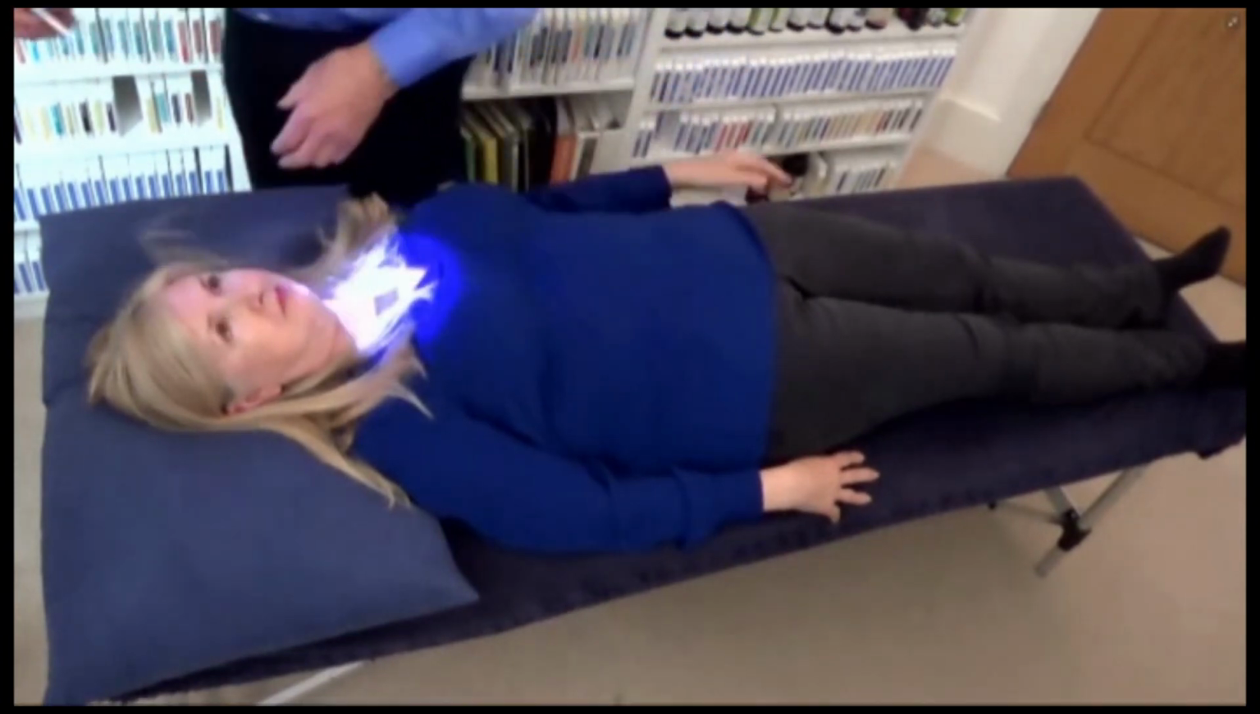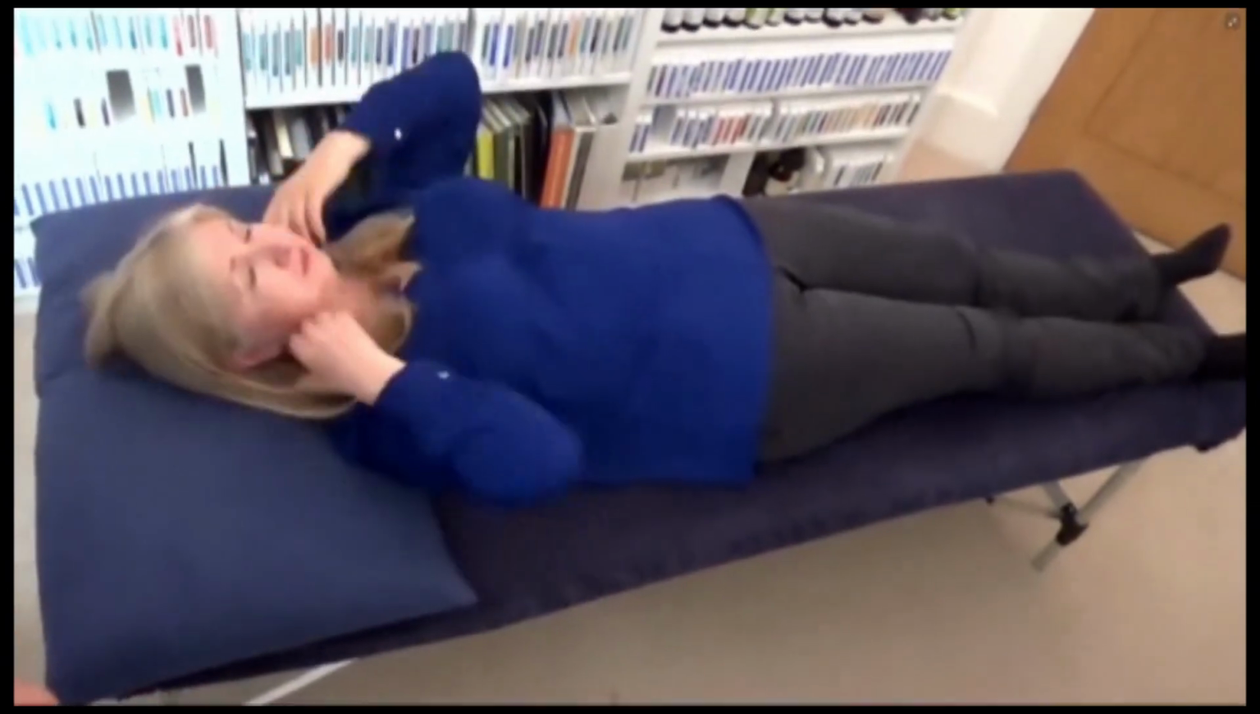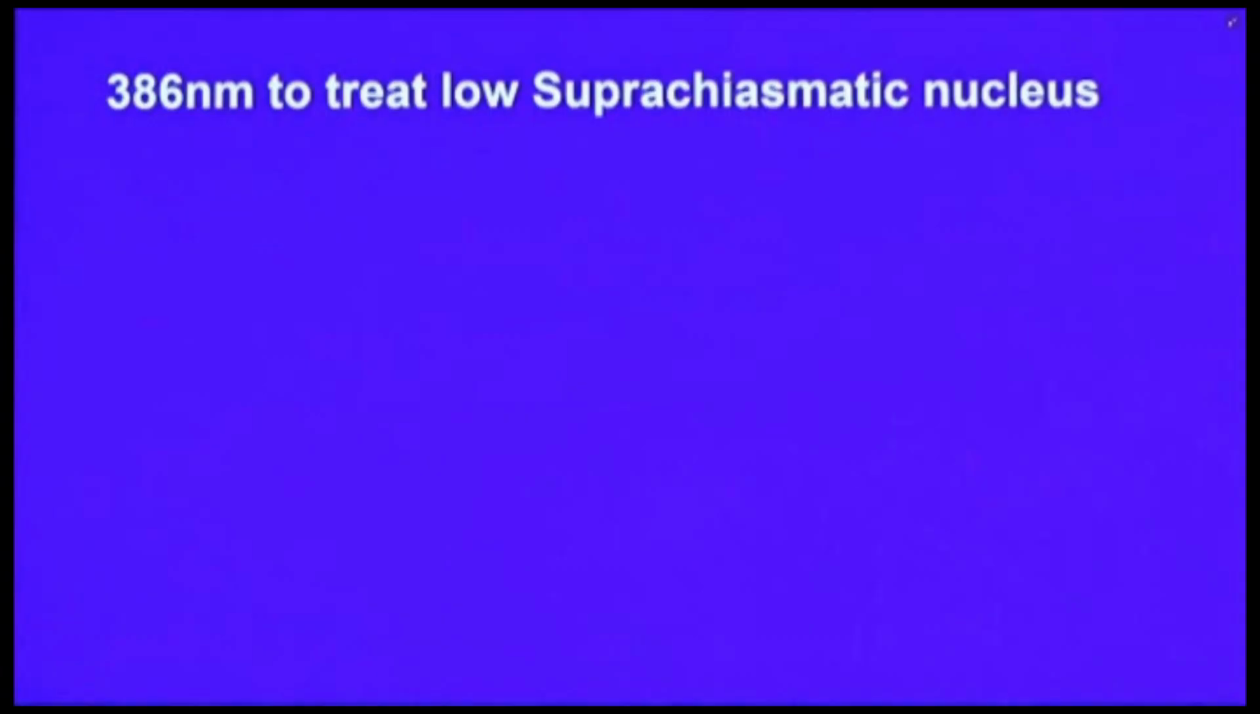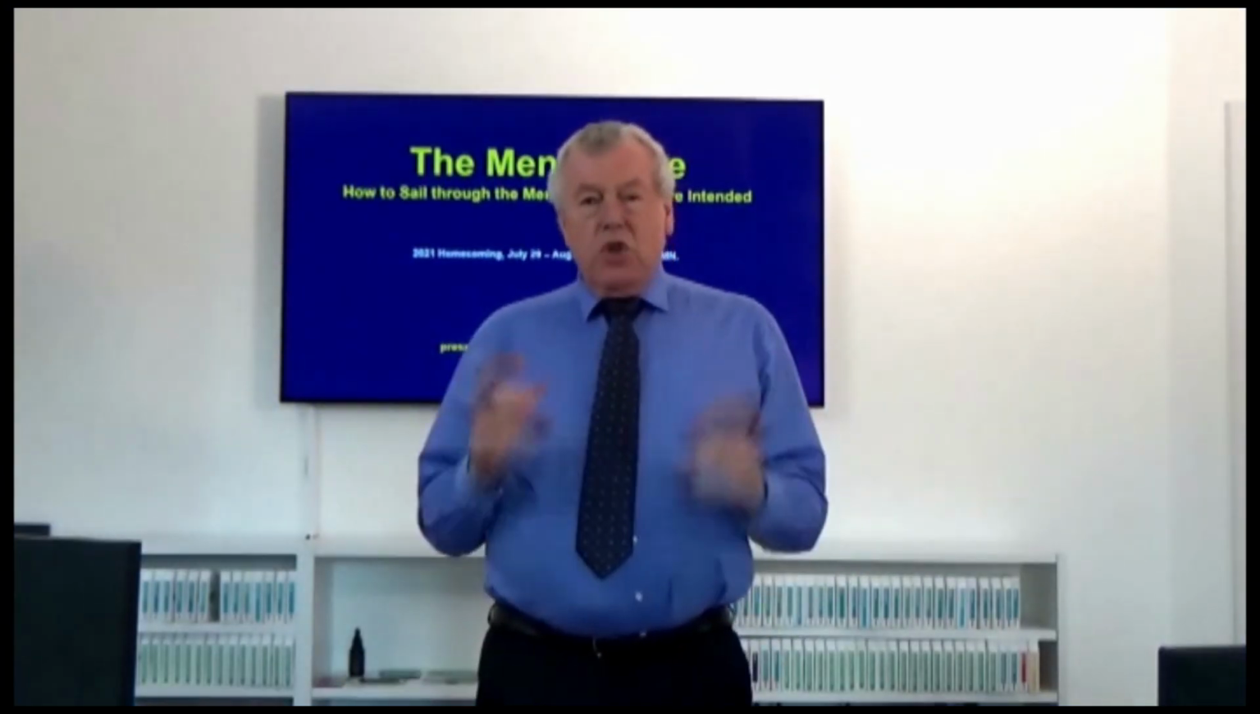And what can happen then is the patient can then do this themselves at home, and take a torch, get the little acetate there, and do this for 2 minutes every day to try and help balance the suprachiasmatic nucleus.